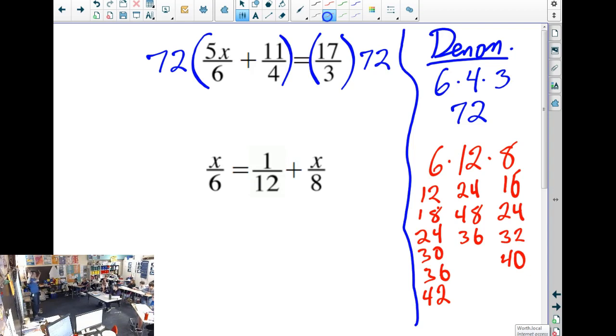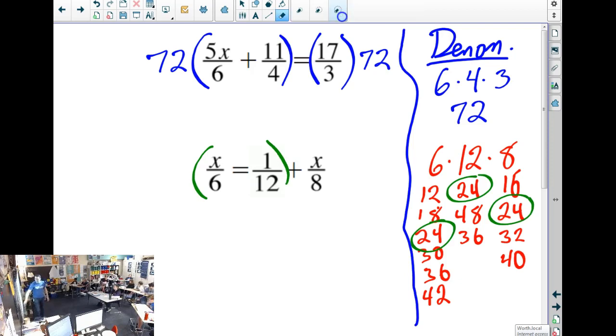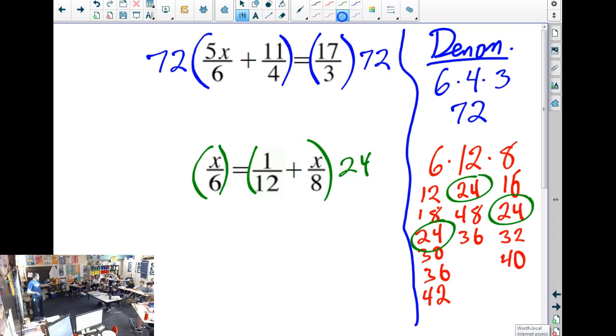It'll always work. But the smaller number and easier math, honestly, is to think of their multiple lists and find what one is in all of them. 24. So here, we could multiply by the product of all of them, but the better choice is 24. So we could do 24 on both sides, and that's the smaller number.